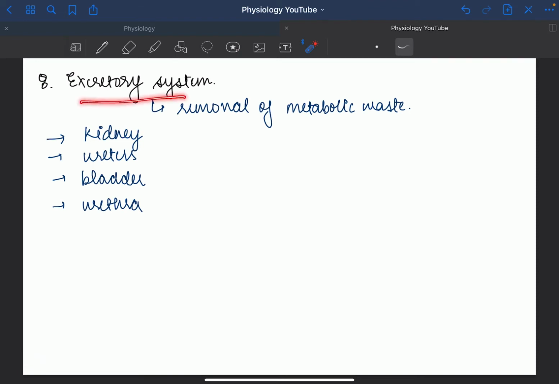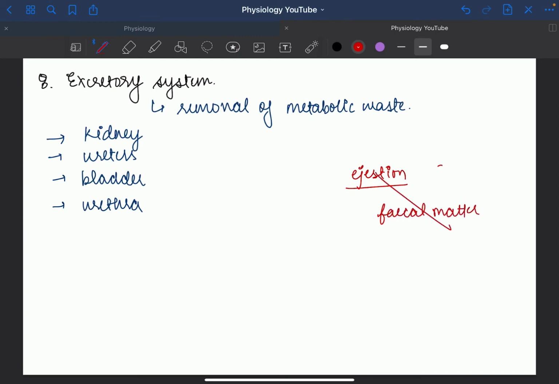The excretory system. Excretory system is for the removal of metabolic waste. We have to keep in mind that egestion, that is removal of fecal matter, is not a part of the excretory system, because the food we take in and the food we pass out is not produced by the body. So this is not a part of the excretory system. So what are the parts of the excretory system? That is kidney, ureters, the bladder and urethra.